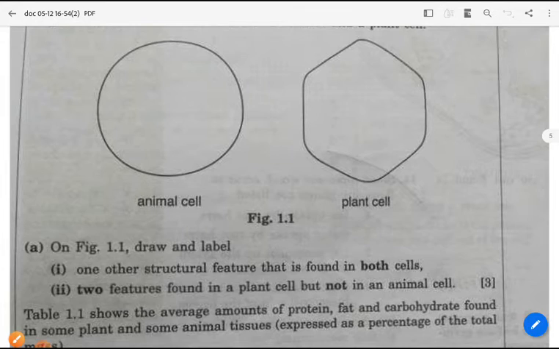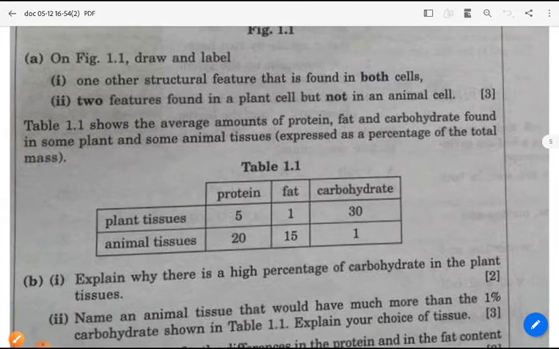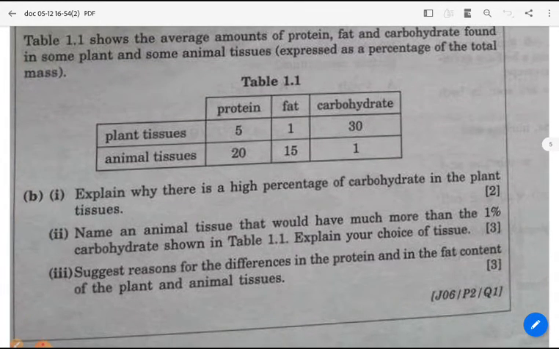Let's move towards our next question. Table 1.1 shows the average amounts of protein, fat and carbohydrate found in some plant and some animal tissues, expressed as a percentage of the total mass. This is a table. In this table, the amount of protein, fat and carbohydrate is given both in plant tissues and in animal tissues, and this is expressed in the form of percentage of the total mass.